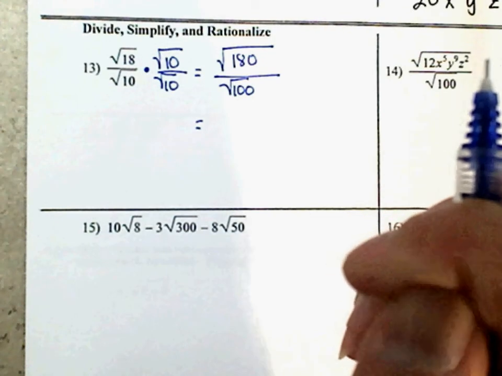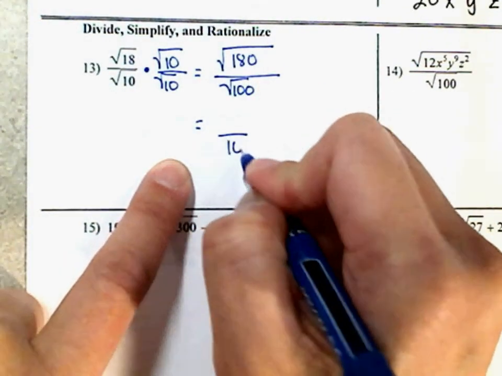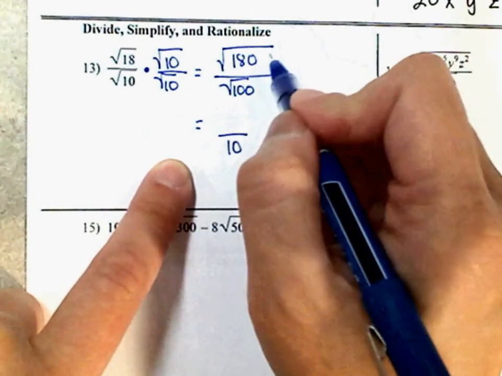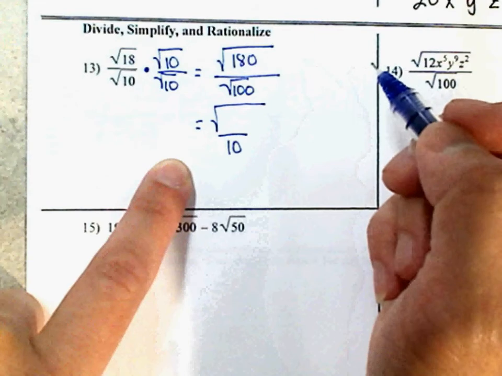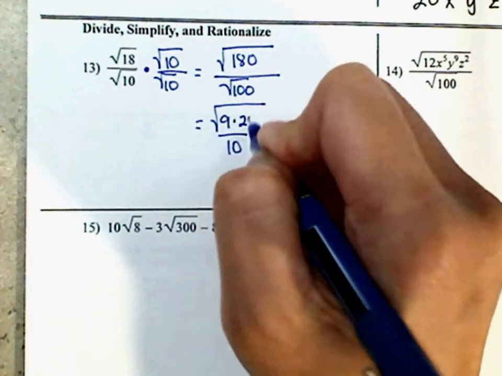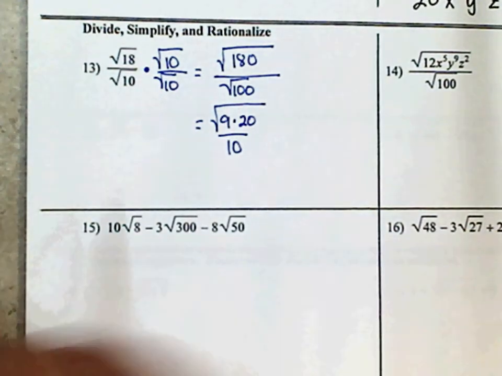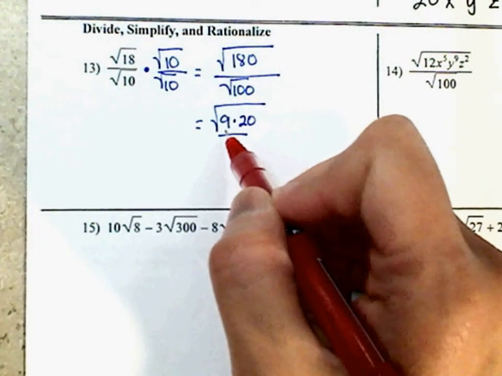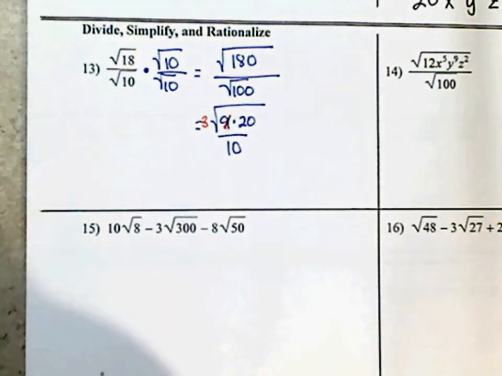I'm moving there. What's the square root of 100? 10. Okay? You need to simplify this. What are some factors that multiply to give you 180? 90 times 2. How about 90 times 20? Okay, let's do that instead. The reason is 9 a perfect square root? Yes, and 3 comes out. How about 20? I'm going to keep going.